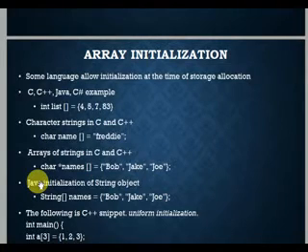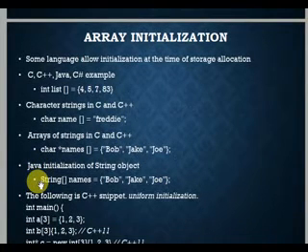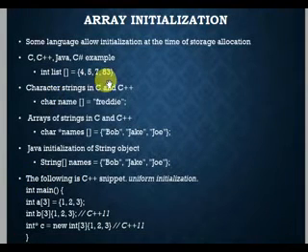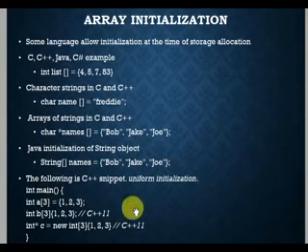So these are some languages that allow initialization at the time of the storage allocation. In C, C++, Java, and C#, examples are an int list, and a character string also can be initialized. So these are examples of how to initialize an array element using different programming languages.